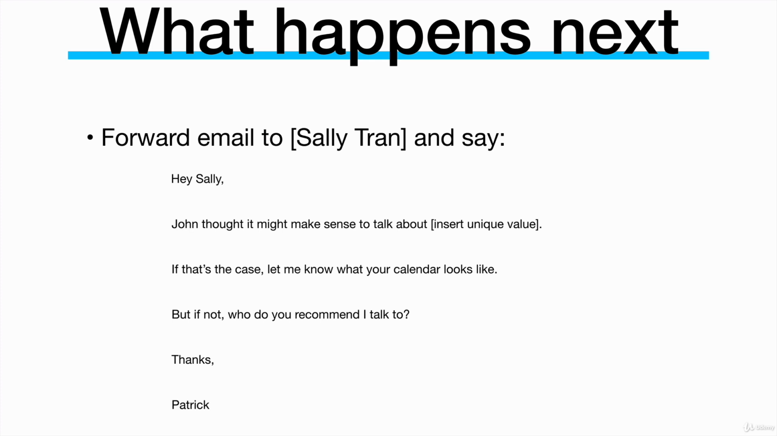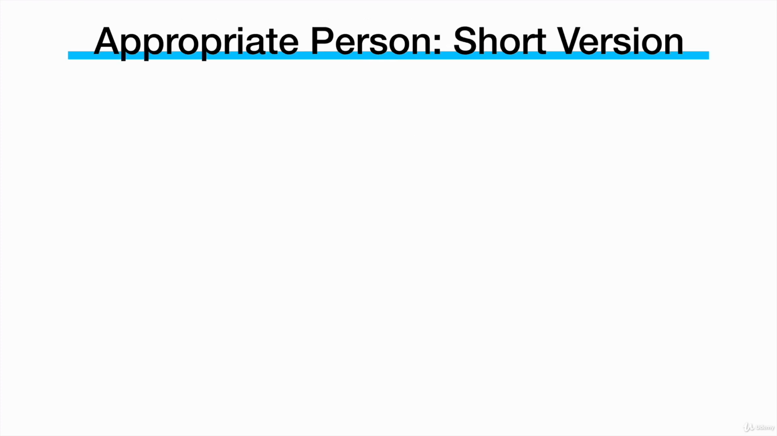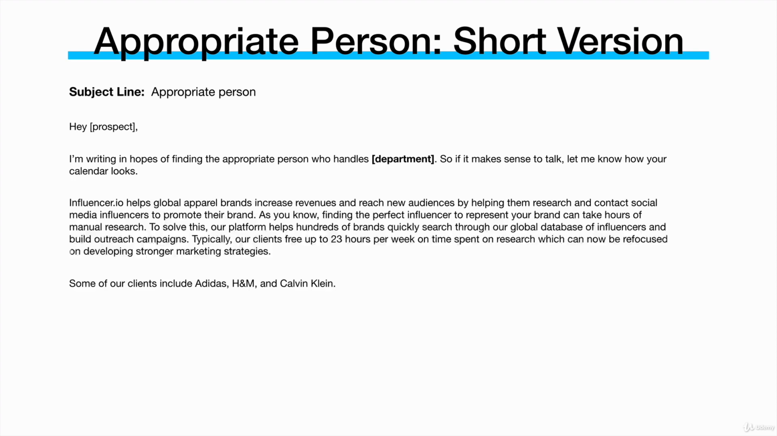And because John recommended that you talk to Sally, you forward the email to Sally and basically you say this, and Sally might say, oh, interesting, I'll take a meeting with you. And then they'll give you a time when that meeting will take place. So the short version of the appropriate email is basically the same thing.